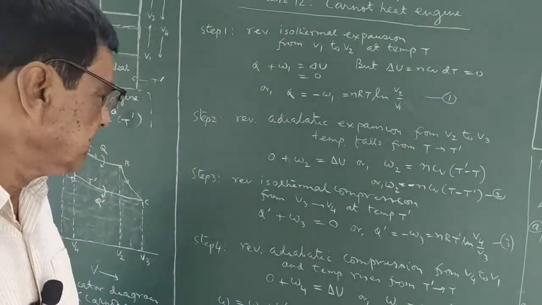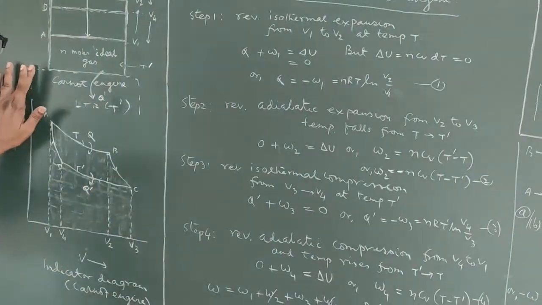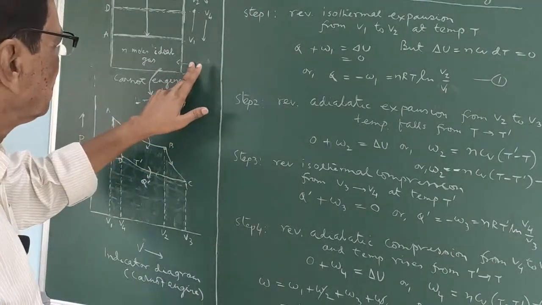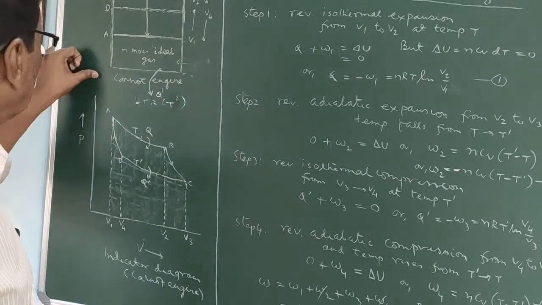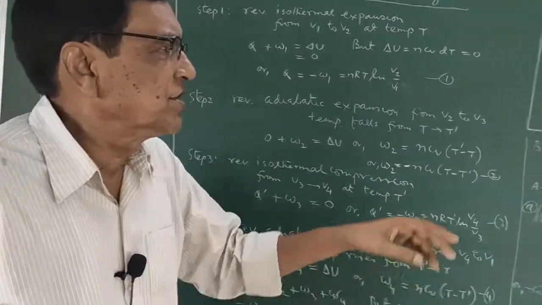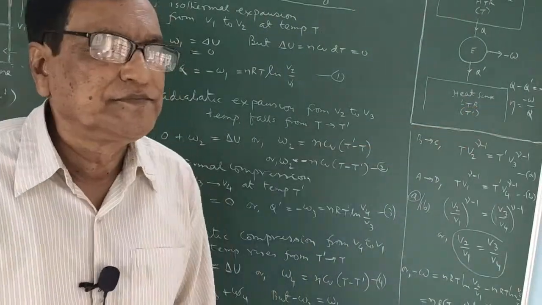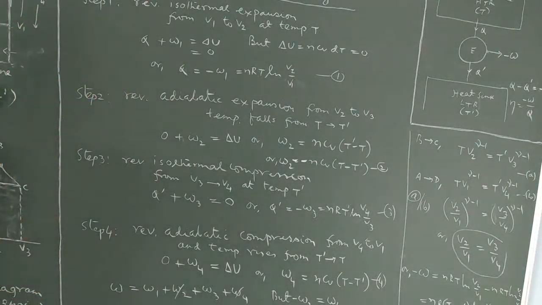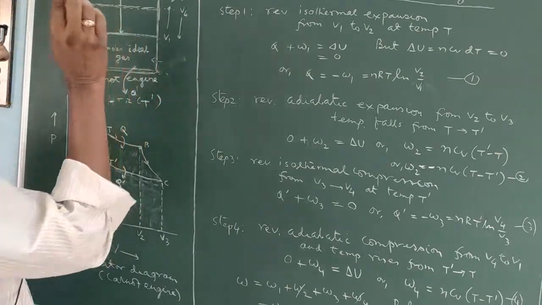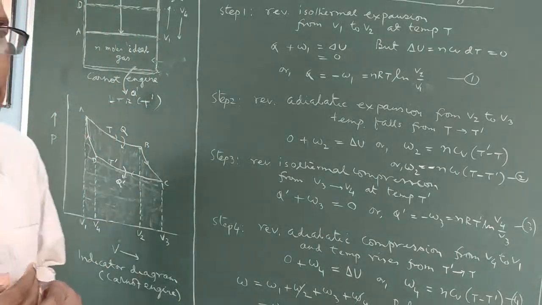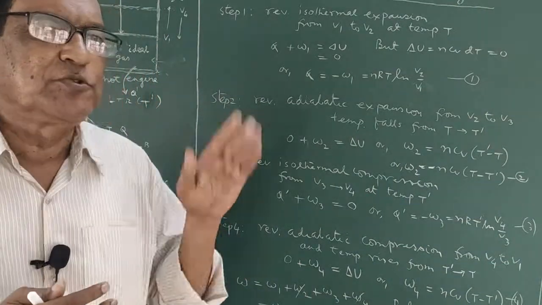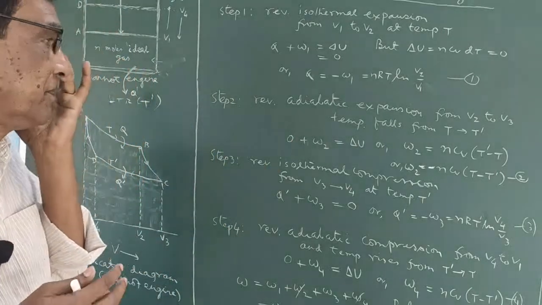And now the last step is step 4. Again this one is removed, this one is removed. The engine is detached from this LTR and kept again on an insulating pad, so that no heat exchange occurs from the system to the surroundings or from the surroundings to the system.